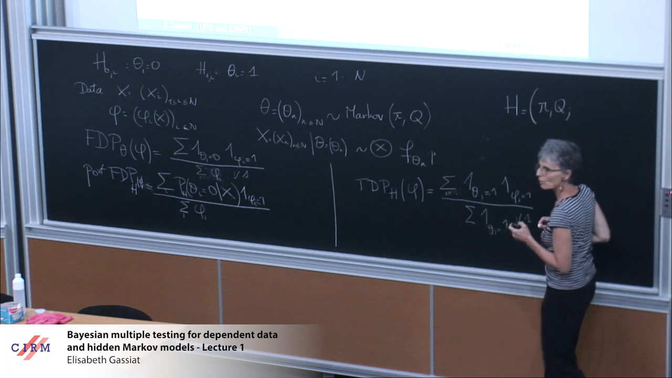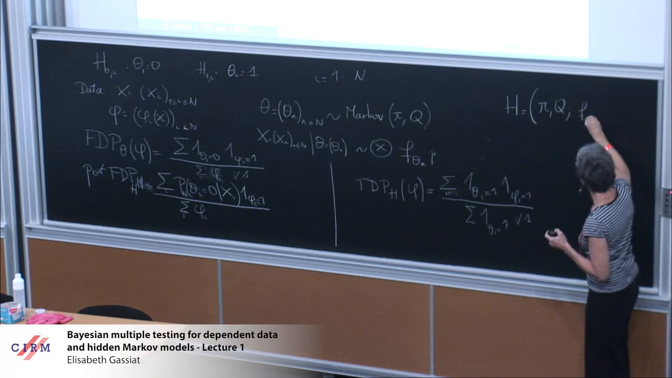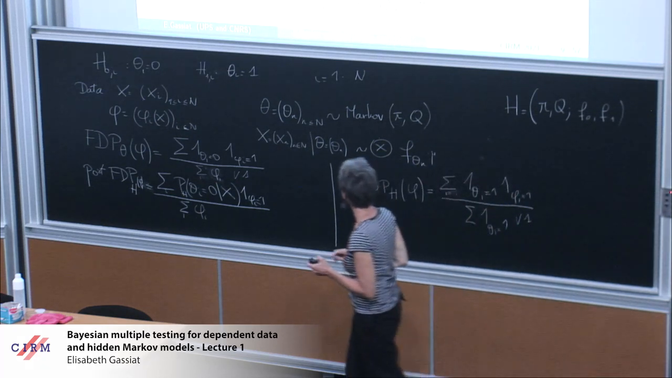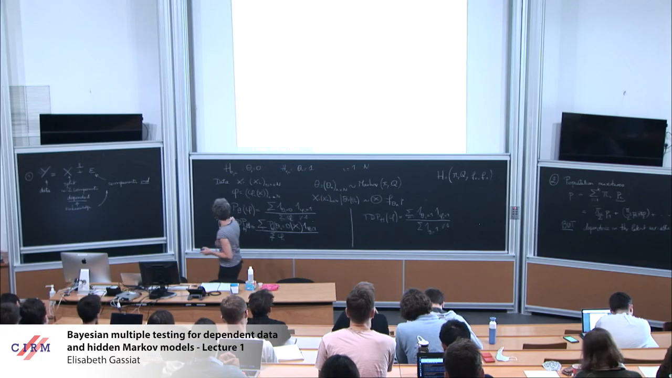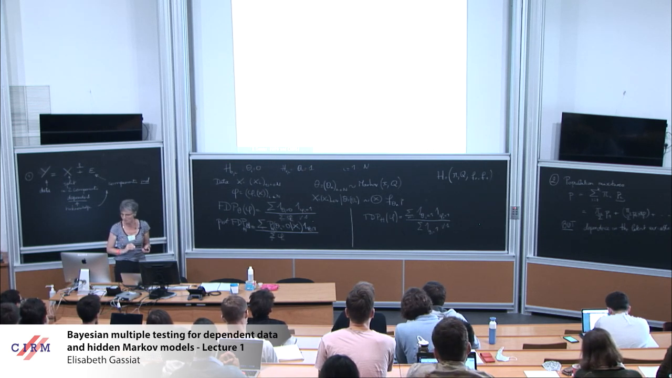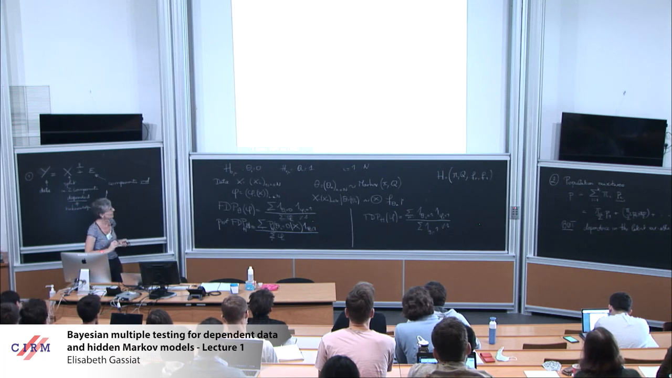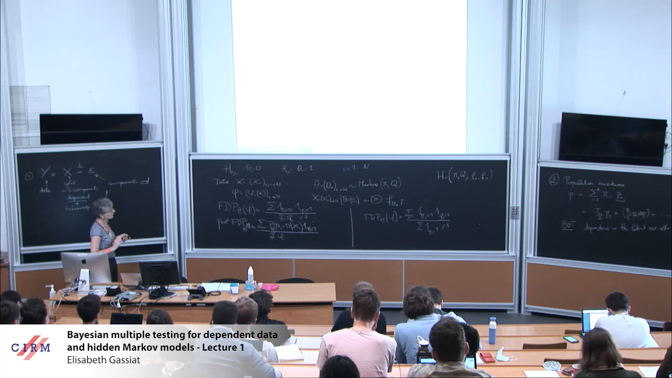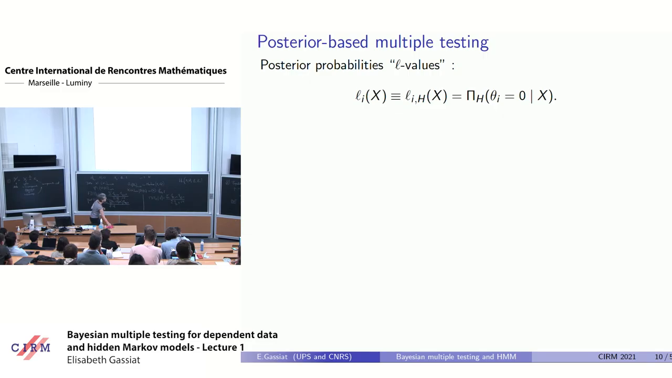So there is those from the Markov chain and those from the emission distributions. So I keep this. I should have written this also to keep. Then I said we will use posterior probabilities for our procedure. So I will also put that, and I will put it here, that I call L values.